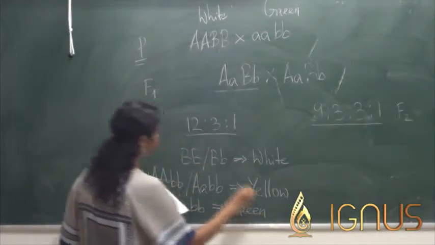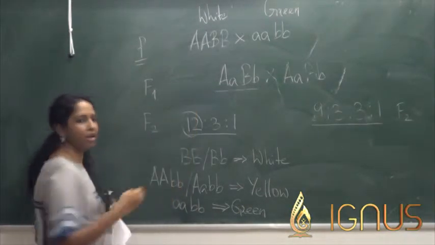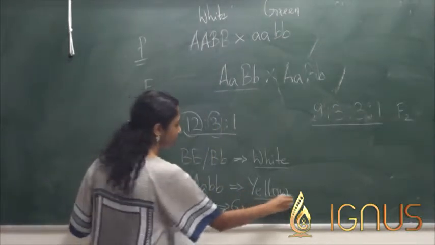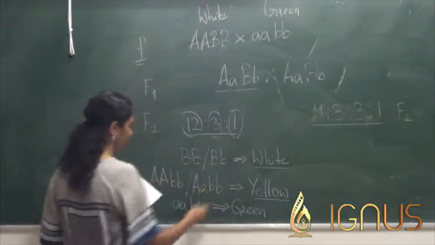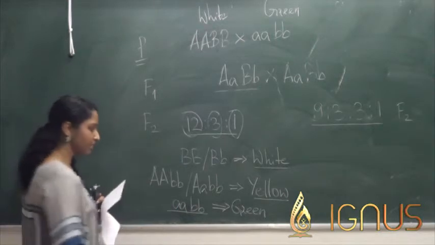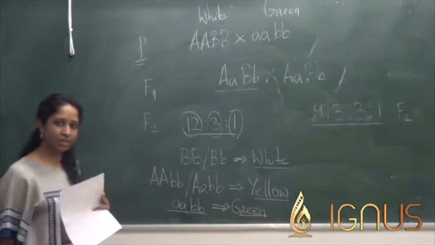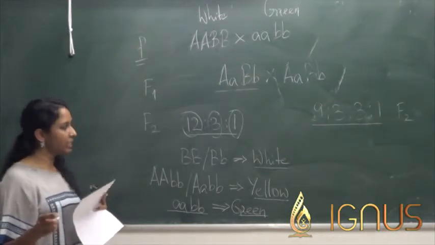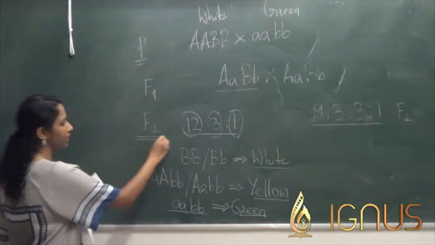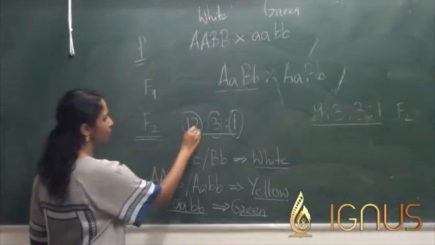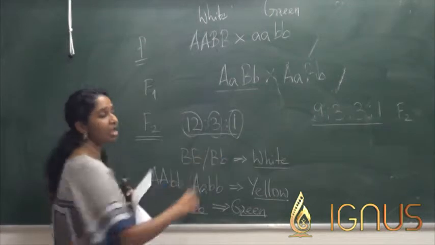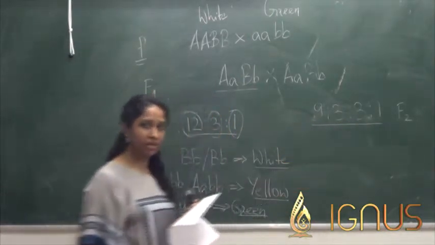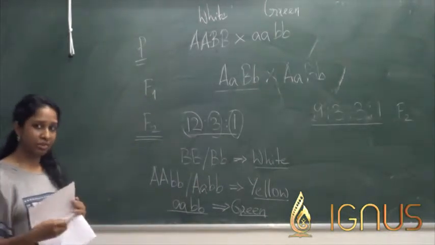green. So the majority of them are white. There is a small minority which is yellow, and only one which is homozygous recessive, giving rise to green. This is how dominant epistasis looks. The only difference being that the F2 generation phenotypic ratio is going to be 12:3:1 and not the Mendelian ratio, which is 9:3:3:1. So this is with dominant epistasis.